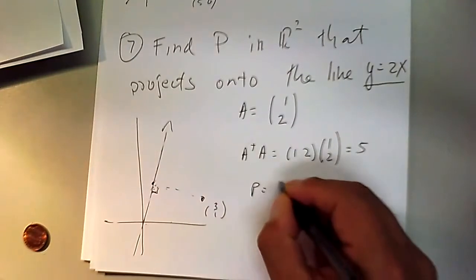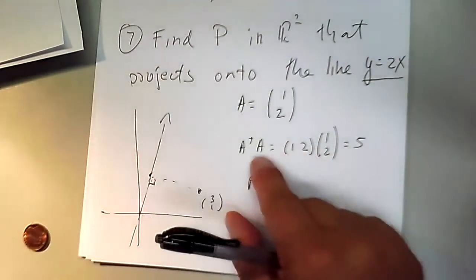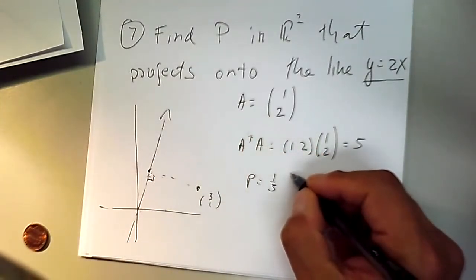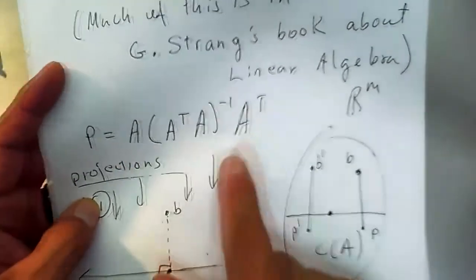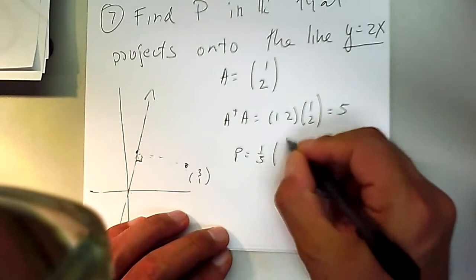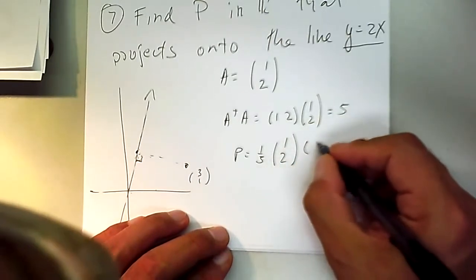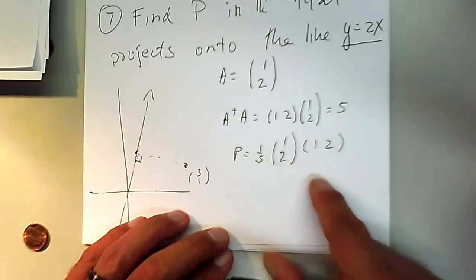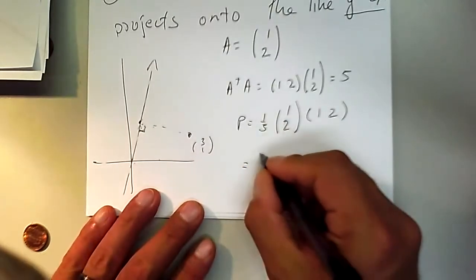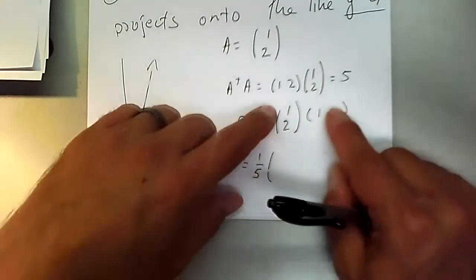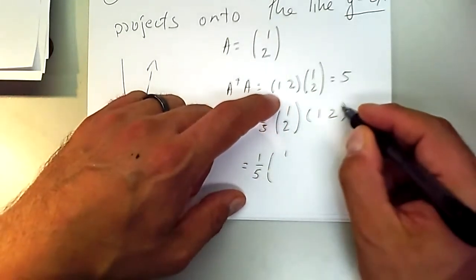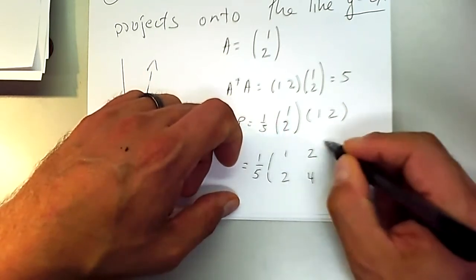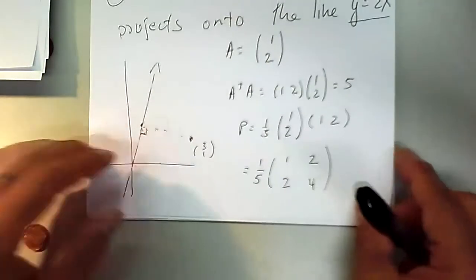So P is 1/5, the scalar coming from that, because we got to do the inverse of that matrix, and then times A times the transpose. So A is 1, 2, and the transpose is 1, 2. But now we have a 2 by 1 and a 1 by 2. So we're going to end up with a 2 by 2 matrix multiplying with 1/5. So 1/5, 1, 2, 2, 4. Bingo, we got the matrix.